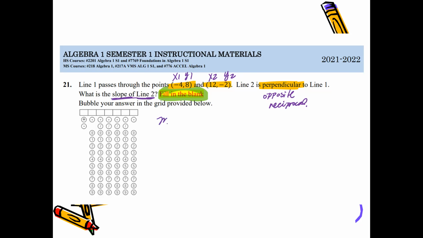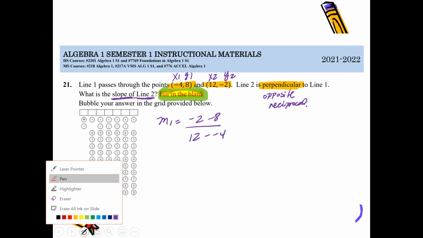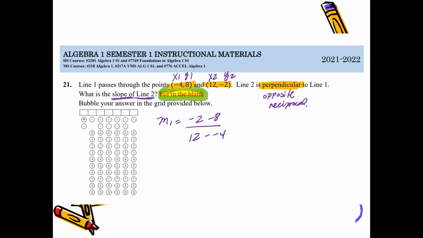Okay, so let's find the slope of line 1. Slope of line 1 are these 2 points. You're going to do -2 minus 8. Those are the y's. 12 minus -4. Those are the x's. Double negative gives you a positive. Make sure you guys are copying this down. So you have a -10 over 16. If you reduce it by 2, you'll get a -5 over 8. So that's your first slope.